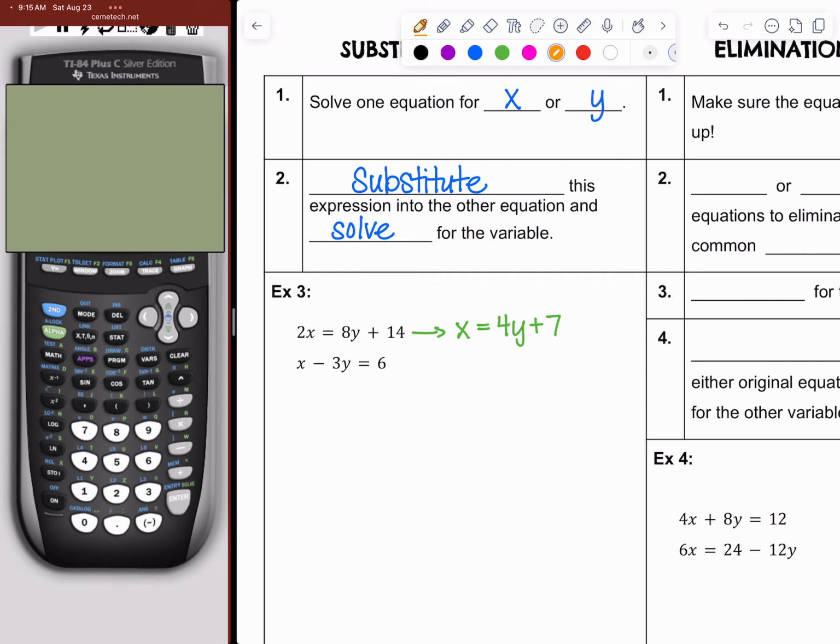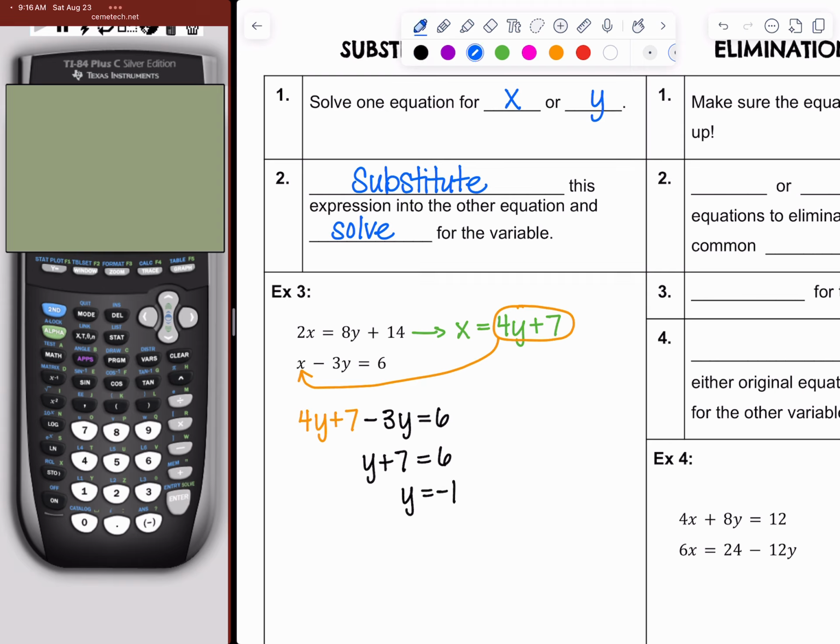Now I'm going to substitute 4y plus 7 in for x in the other equation. So that's going to become 4x, or excuse me, 4y plus 7, I'm putting that in place of x, minus 3y is equal to 6. So I end up getting 4y minus 3y is y plus 7 is equal to 6. Subtract 7 on both sides, so that y is equal to -1.